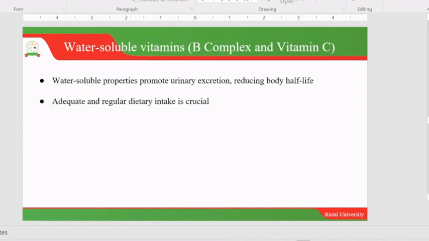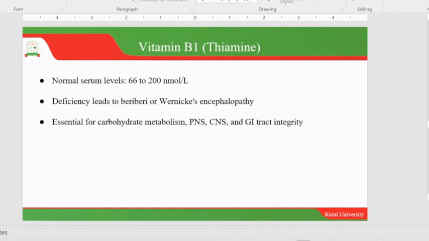Really, we are saying properties promote urinary excretion, reducing body supply, and adequate or regular dietary intake is crucial for these vitamins. Because remember, like we had said, these vitamins are water soluble, and we excrete a lot of fluids out of the body through sweating, through tears, through urinating. So we expect that we'll be experiencing a loss of these important vitamins.